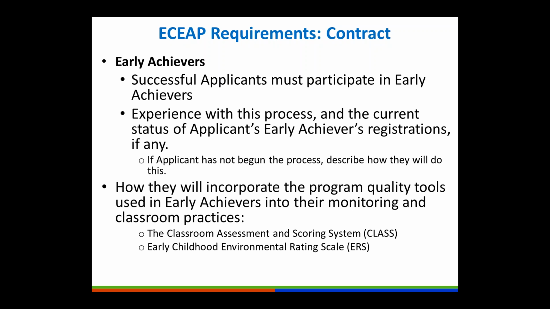The other part of this is how you plan to incorporate the program quality tools used in Early Achievers and how you'll incorporate those into your monitoring and classroom practices. So in Early Achievers, they use the Classroom Assessment Scoring System, which is known as CLASS. And that looks at the child-teacher interaction. And then the Early Childhood Environment Rating Scale, which is also known as ECERS or ERS. And that looks at the environment within the classroom. So you'll need to be able to incorporate those tools into your monitoring practices.